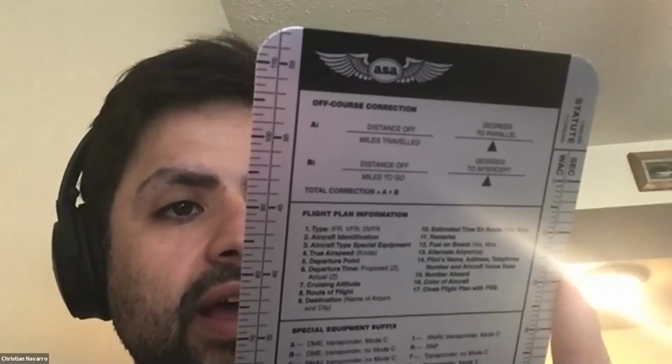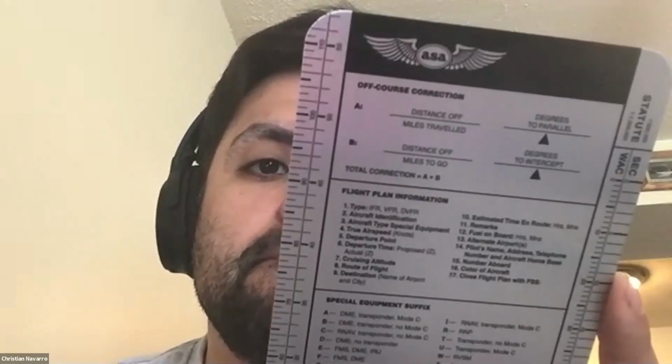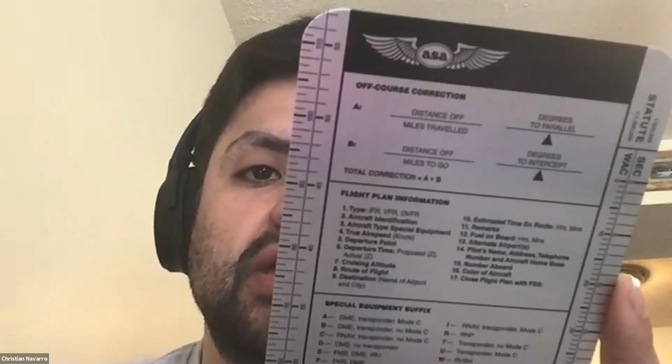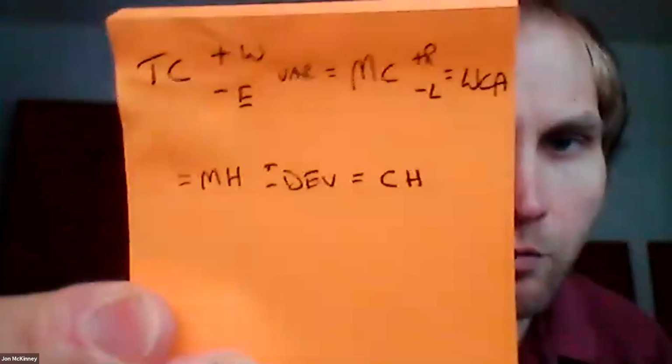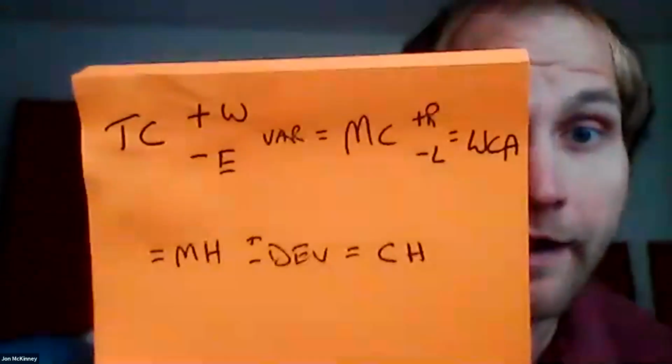And then on the other side, next to it, it says MC minus left plus right equals WCA, which I'm guessing is wind correction angle. You're on it. And then equals MH, magnetic heading, I'm guessing. Then it's magnetic heading plus or minus deviation equals compass heading. Okay. So I very quickly wrote down the exact instructions that are on yours, so that I can walk you through what yours says exactly.